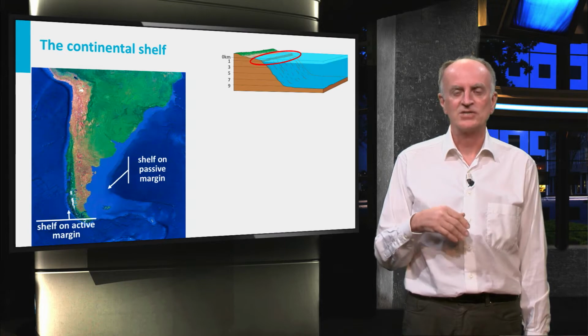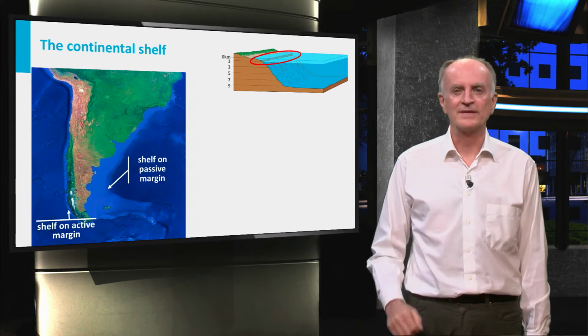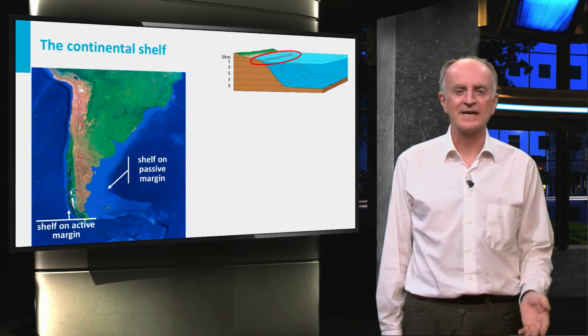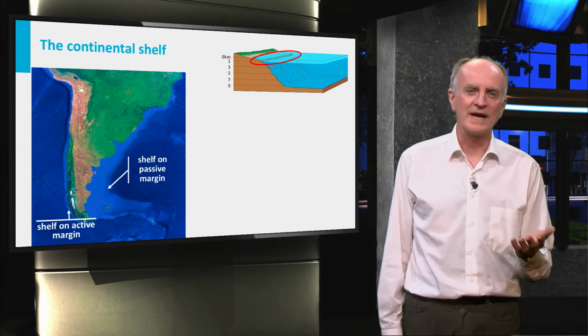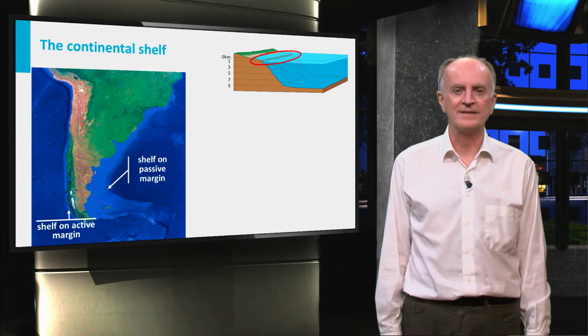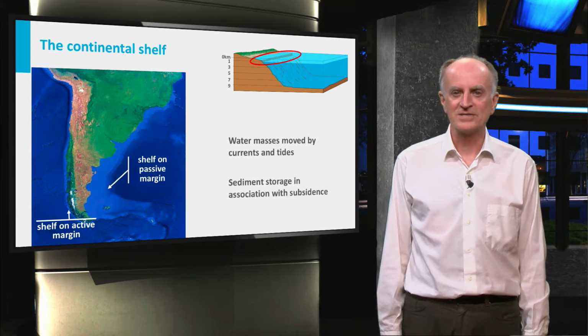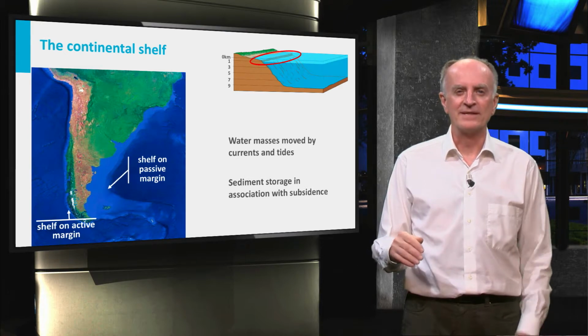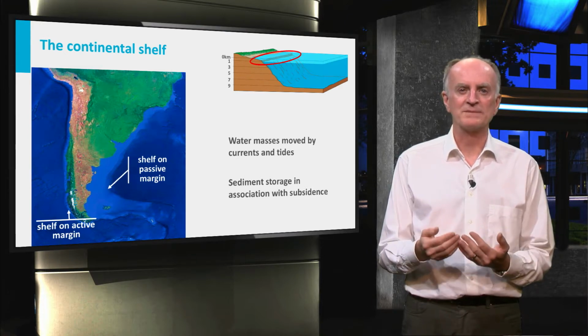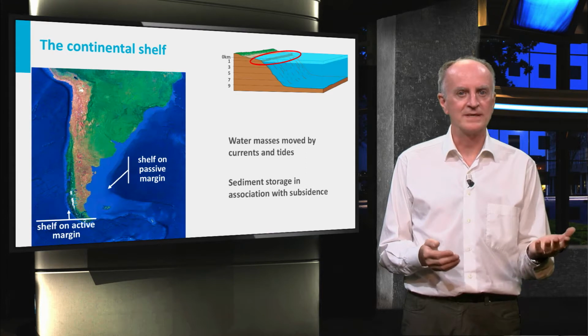In general, shelves associated with passive continental margins, such as the eastern side of the American continent, are much wider than those developed along active margins, such as along the Andes. Continental shelves are the domains of currents and tides and the fundamental temporary short storage place of sediments between the coast and the abyssal plain.